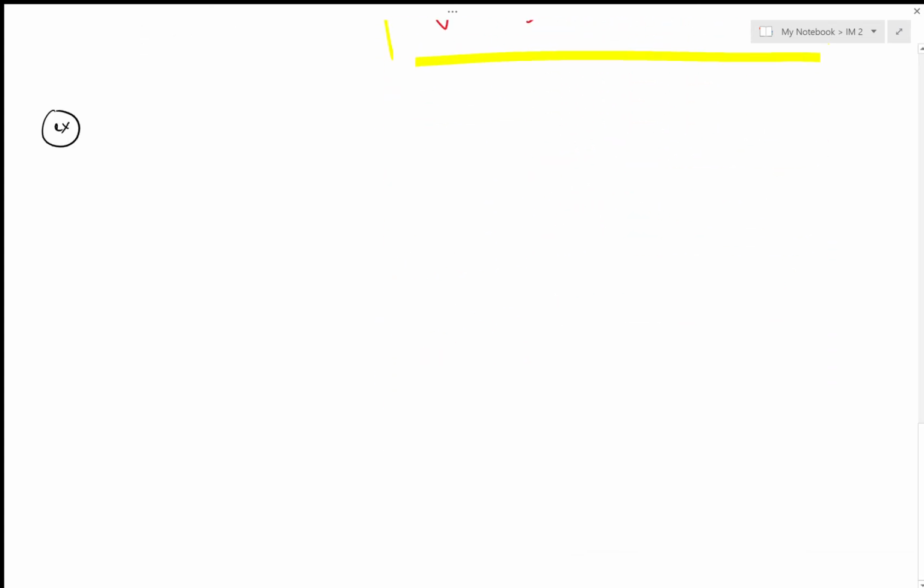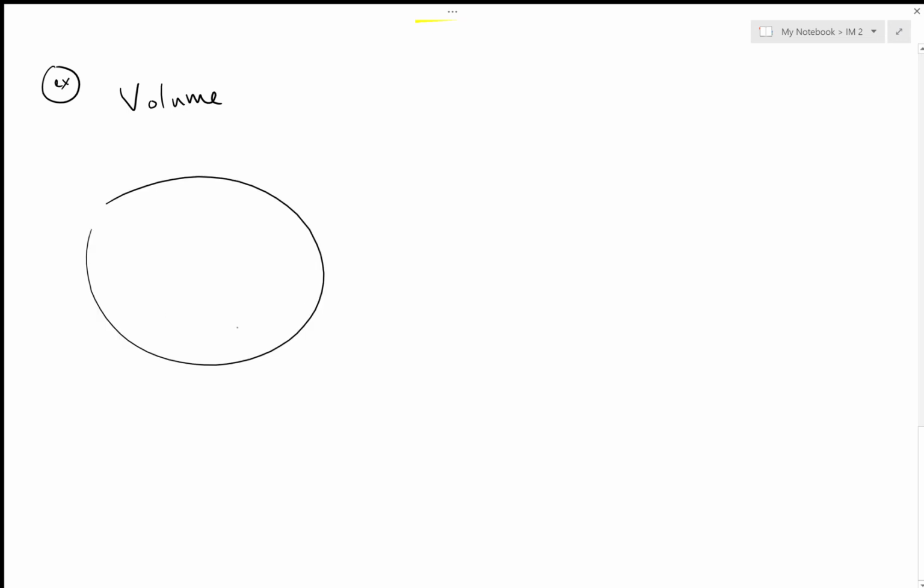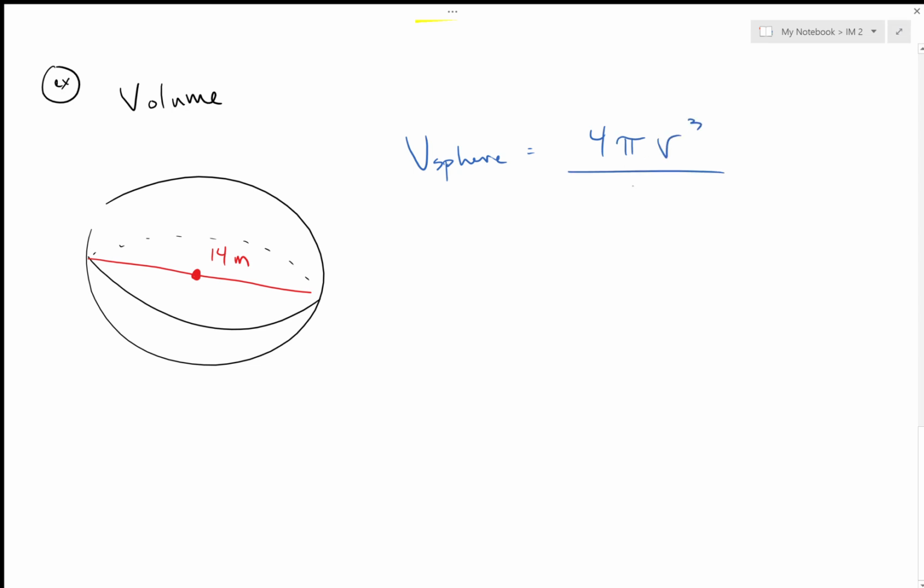All right, let's take a look at another one. The volume. Now there's not much different that we can make these problems. It's always just going to be a sphere shape. We'll go like this. All right, we have a center. And they show us this, and they tell us that that is 14 meters. Okay, so the volume of a sphere is 4 pi r cubed over 3. And again, we need radius.